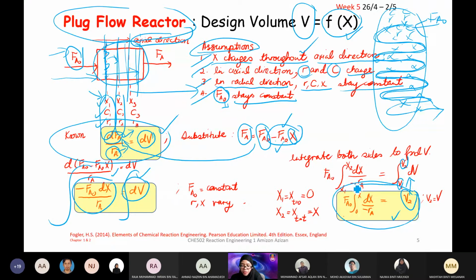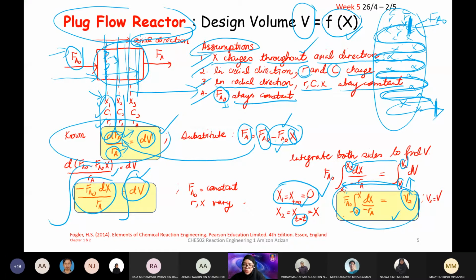V1, of course, refers to X1, and V2 refers to X2. In this case, V1, which refers to X1, is actually X at the initial time, at time equals 0. So that is 0. V1 is the starting volume initially, and V2 is X2. If we choose the end, then it will be the end at any specific time.